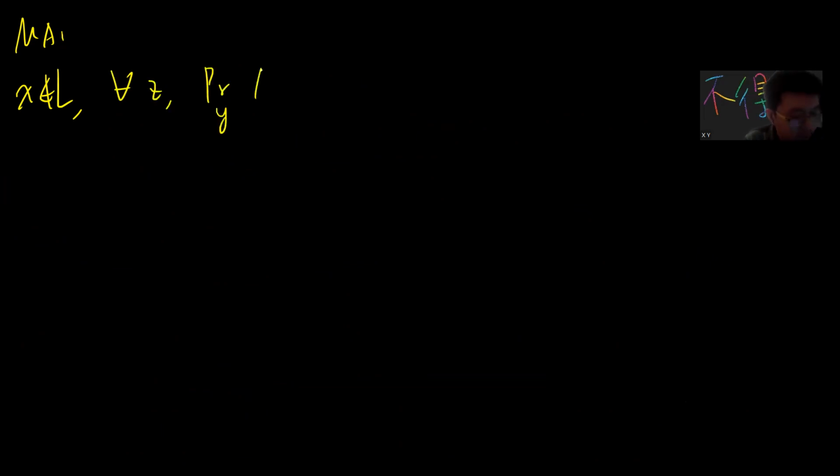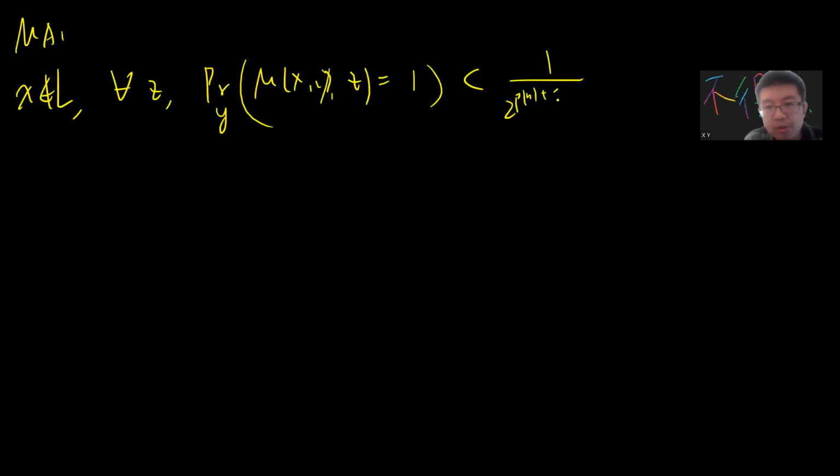Recall in MA, if x does not belong to L, this means that whatever message Merlin sends, for all z, the probability over y that M(x,y,z) outputs 1 is very small. It is so small, such as this, where z is p(n) and y is p(n).